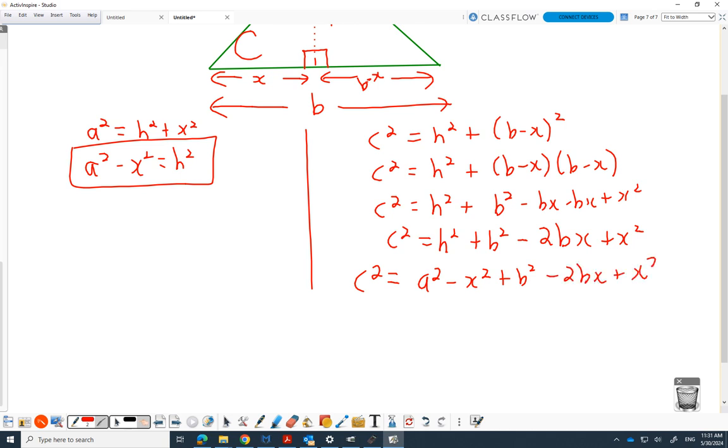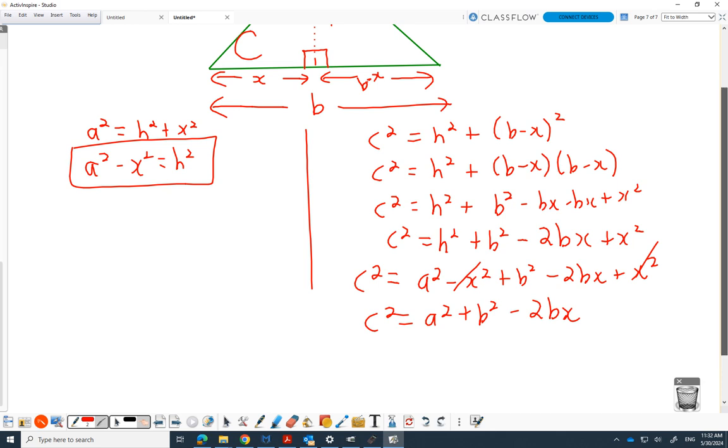Take a look at that mess because it's getting good. What do you see? A squared plus b squared, but then there's this minus x squared, and then there's this plus x squared over there. They cancel. Those go. Negative x squared plus x squared, and now I've got c squared equals a squared plus b squared minus 2bx. It's really good. It's got only a's and b's, but it's got a random x.